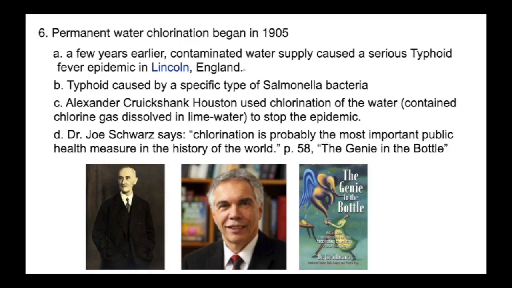So once again, there was some contaminated water, again in England, in this town here, Lincoln, and typhoid fever broke out, and that's caused by a type of salmonella bacteria. There's more than one type of salmonella. So Alexander Houston used basically chlorine. Now there was a process there. Chlorine gas was dissolved in lime, and anyway, chlorination of the water helped stop it.